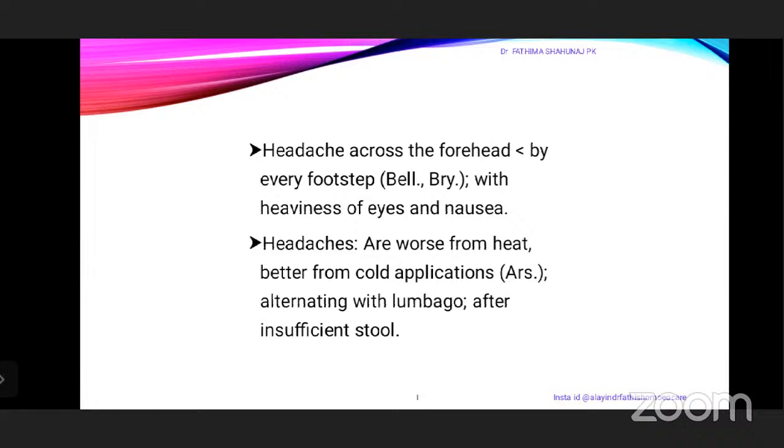Okay. And here the particular sensation is noted, that is stooping as if brain would burst through forehead. So patient will have the headache with the sensation that something is bursting out from the forehead, because of stooping or on coughing in the morning after rising from the bed or first opening the eyes. And then headache is worse from heat, better from cold application. This symptom is compared with arsenicum album. Here headache is ameliorated by cold and other symptoms are aggravated by cold.